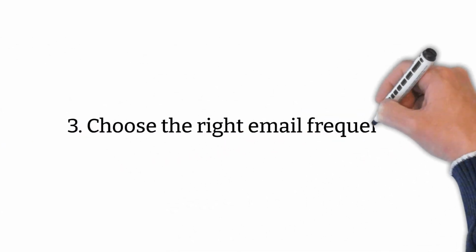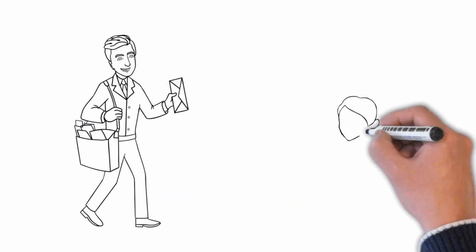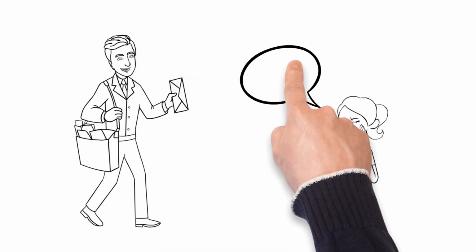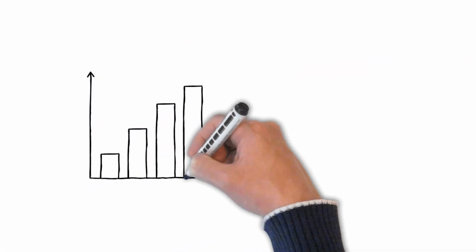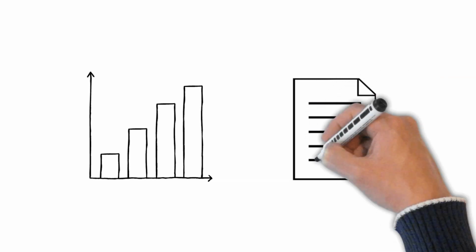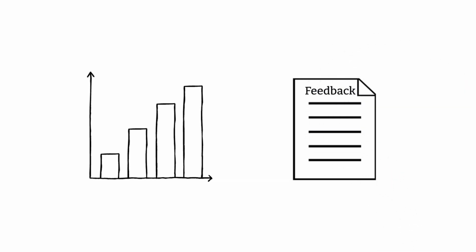3. Choose the right email frequency. Sending too many emails can overwhelm your subscribers, leading to higher unsubscribe rates. Monitor engagement metrics and consider asking subscribers for feedback to determine the optimal email frequency for your audience.